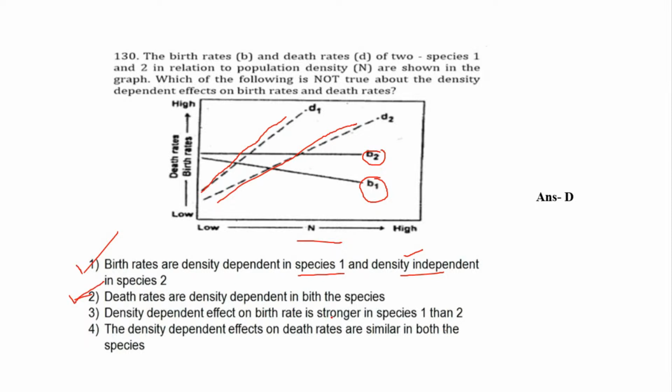Density dependent effect on birth rate is stronger in species 1 than species 2. It is absolutely correct because we see the species 1 is deviating. Can you see it is not a straight line? So the impact on species 1 is more than species 2. So this is also correct. The density dependent effects on death rates are similar in both the species. Is it so? No. If it had been similar, there would have been only a single line, not two different lines. So therefore, this statement is not correct.